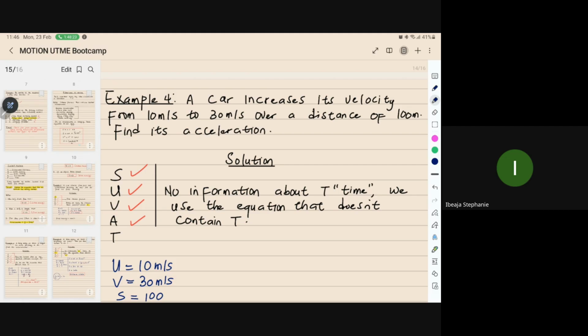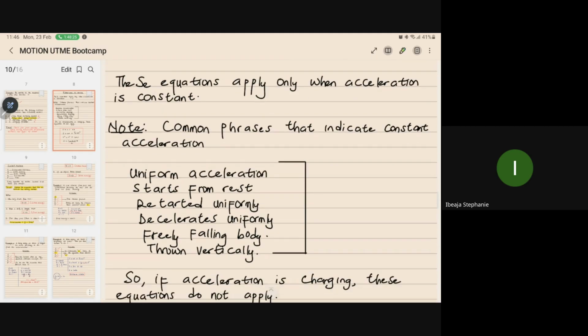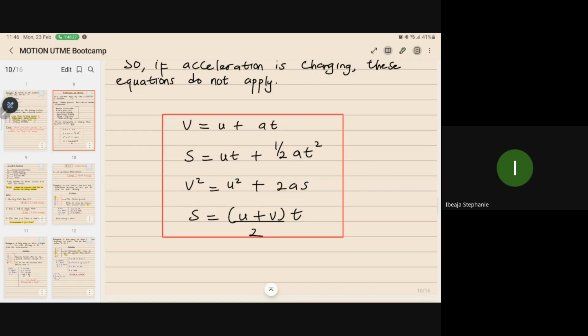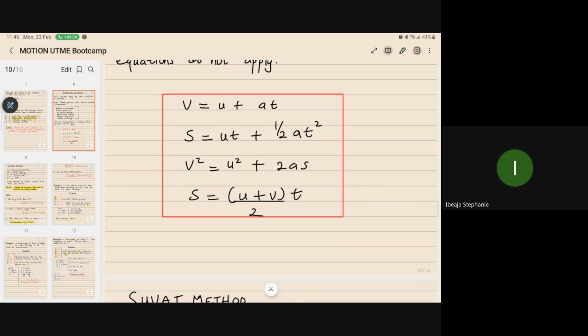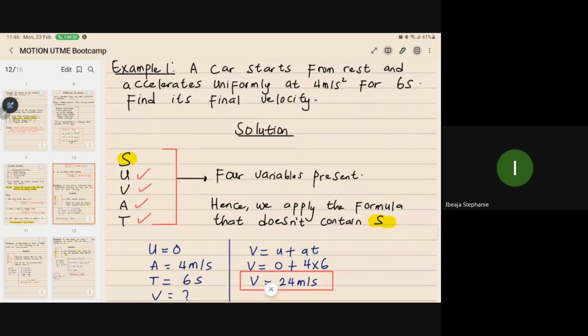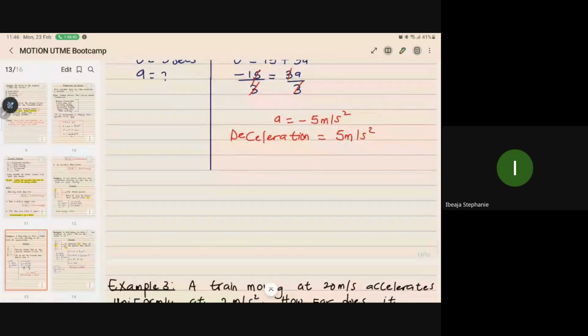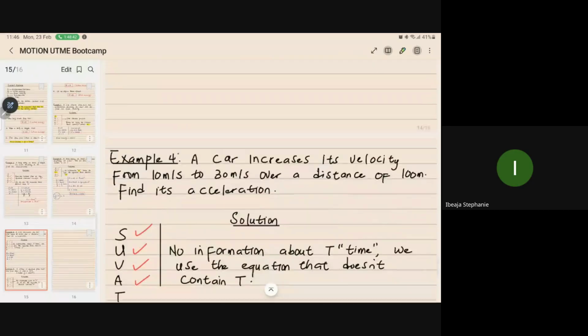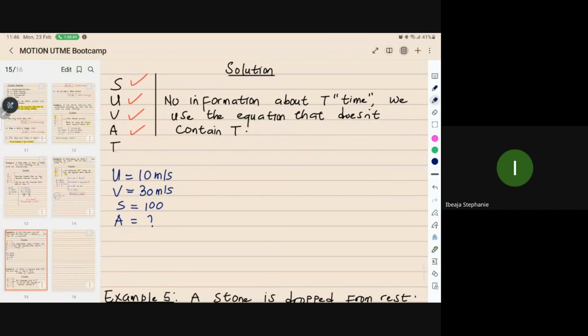The equation that doesn't contain time is v squared equal to u squared plus 2as. No, the first one contains time. It is the third one. V squared equal to u squared plus 2as, right? It doesn't contain time. So I'm going to apply that very formula, v squared equal to u squared plus 2as.